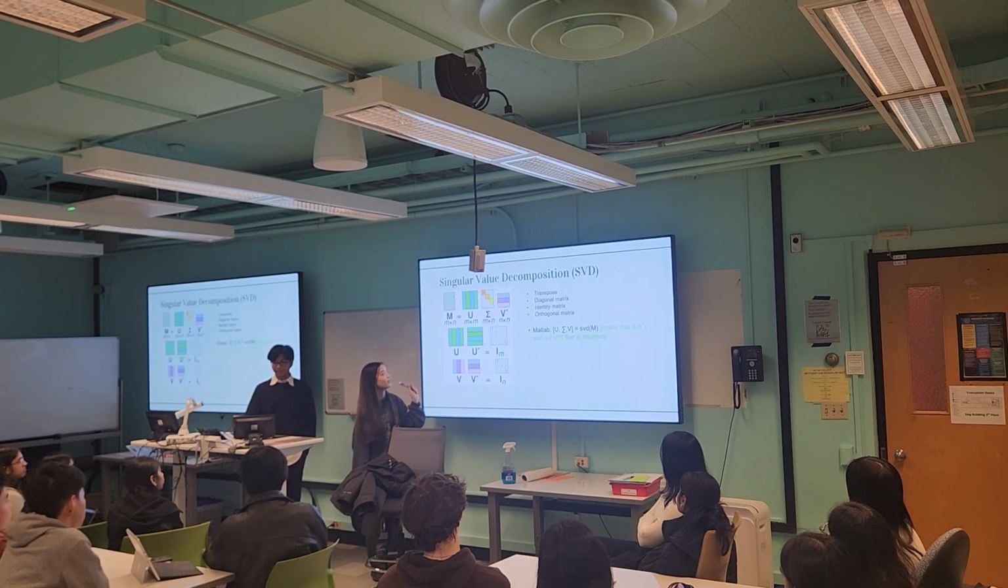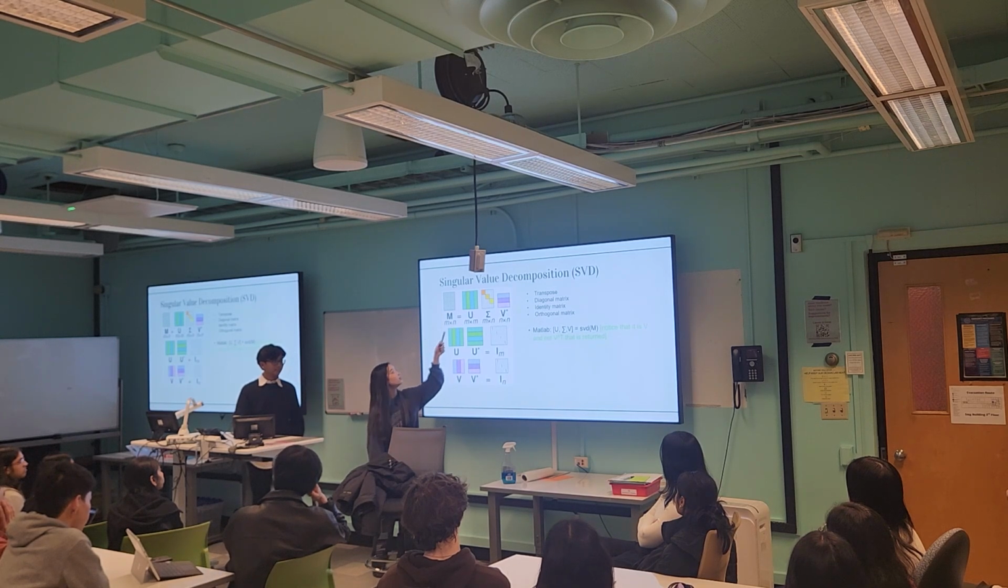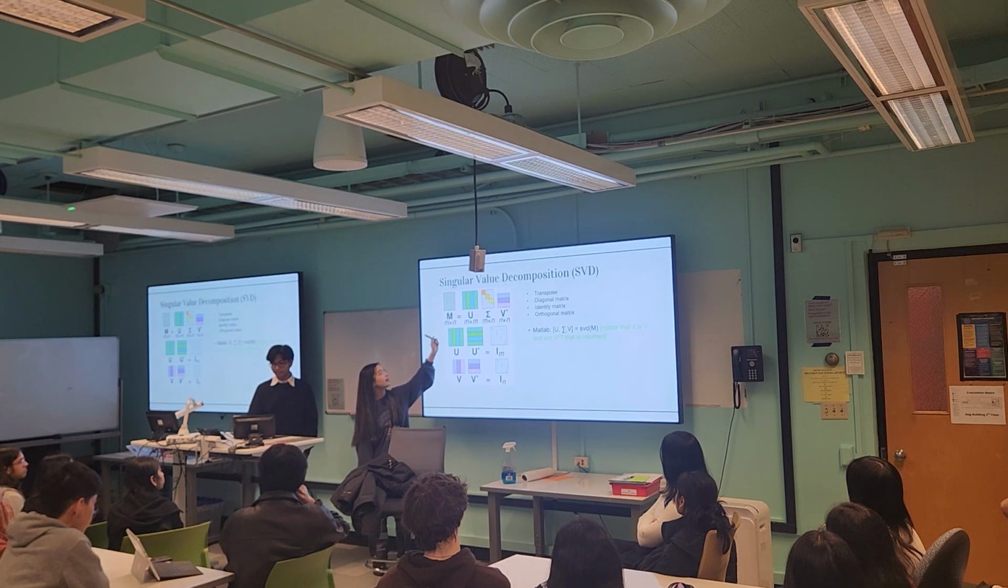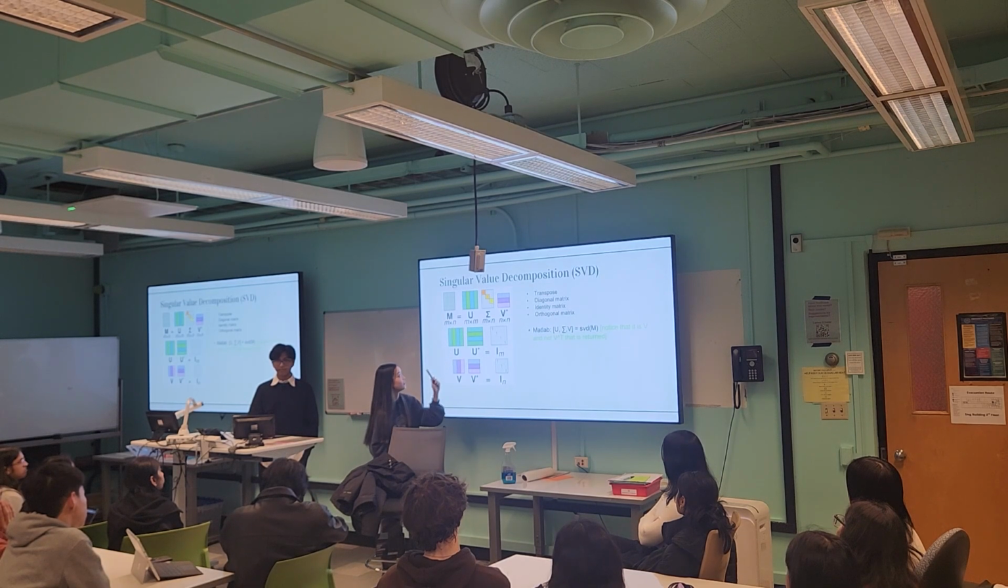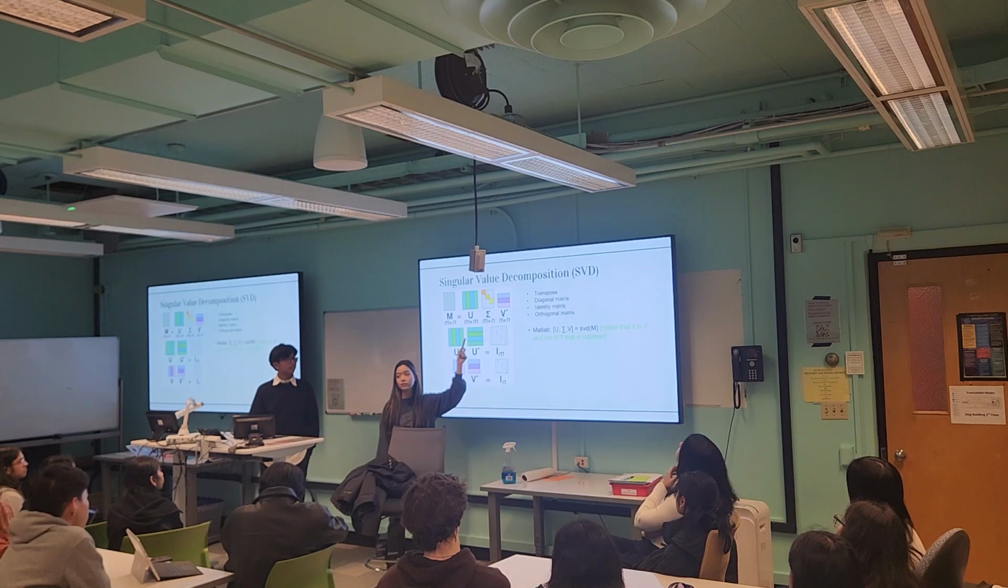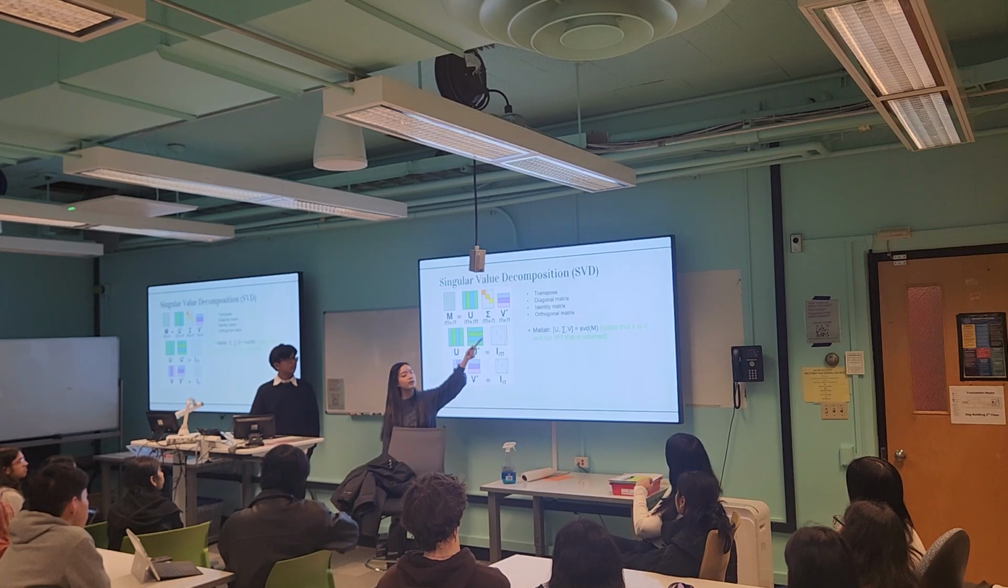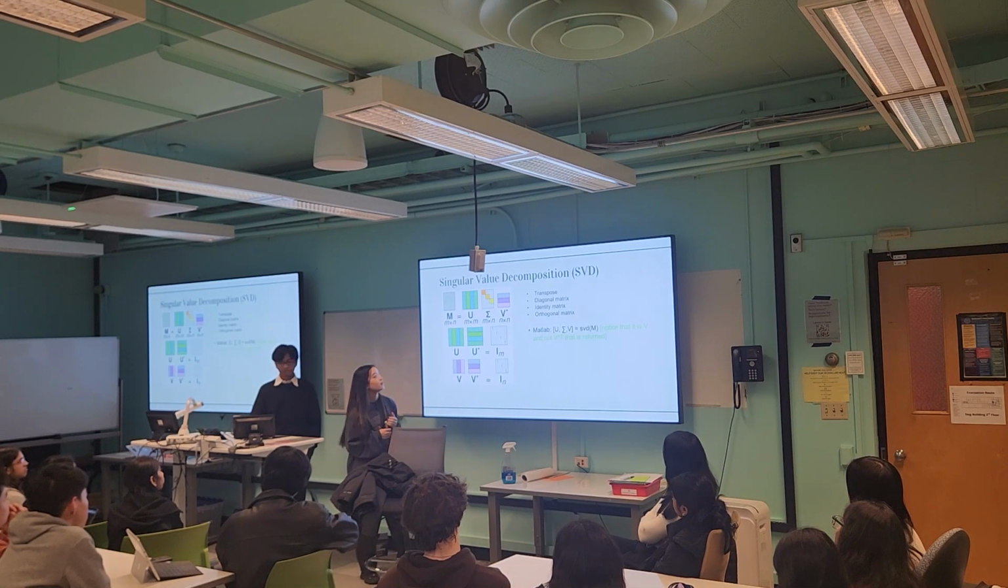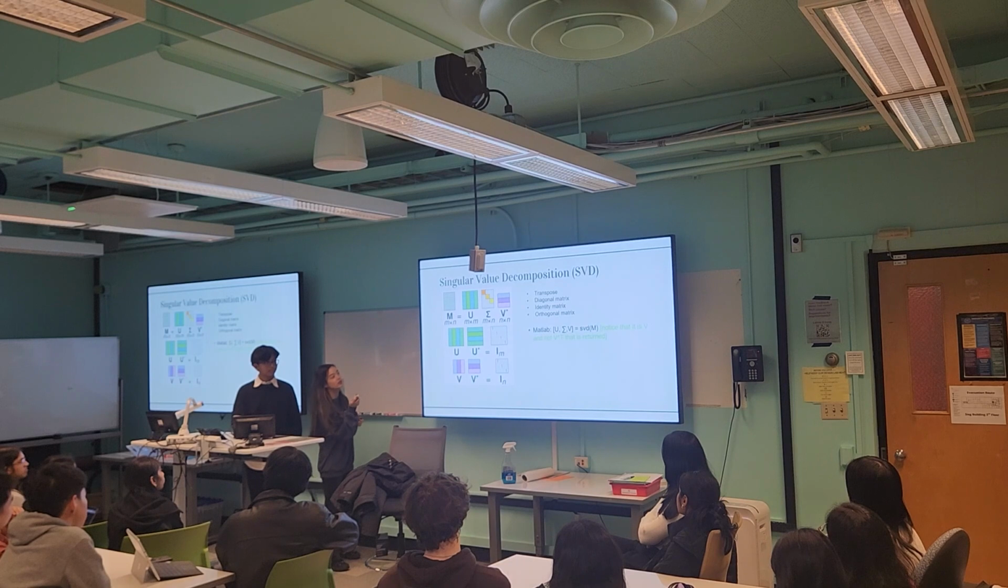As I mentioned before, if we have an input matrix M, M times N just means it has M rows and N columns. You can basically decompose it into three different matrices, called U, sigma, and V transpose. I'm going to introduce some important terms here.